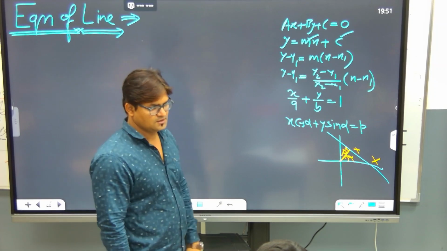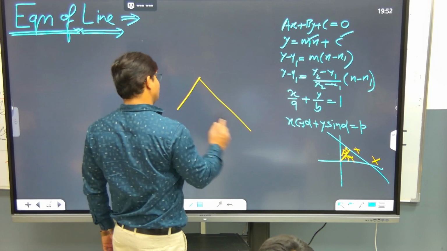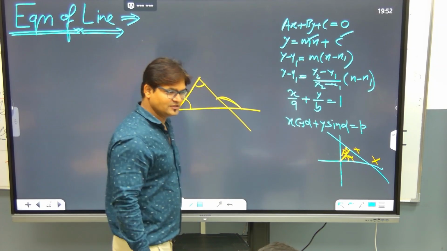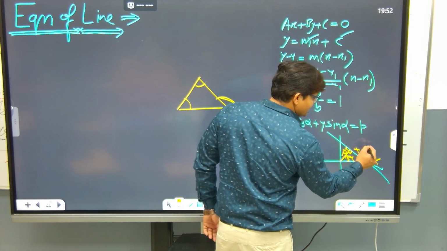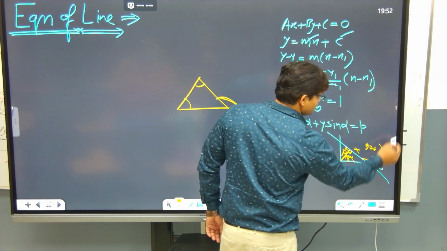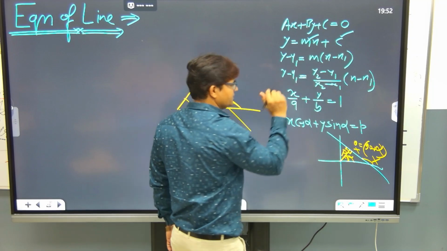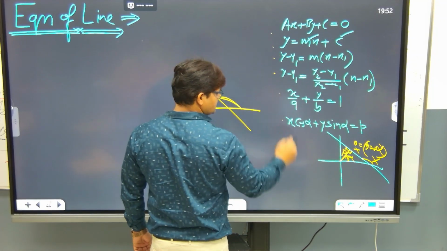Very basic. Class 9, lines and angle. This theorem, exterior angle theorem: if we have these two angles, then this angle is the summation of these two. We have this angle alpha, this angle 90. So this angle is what? 90 plus alpha. 90 plus alpha is our actual theta.